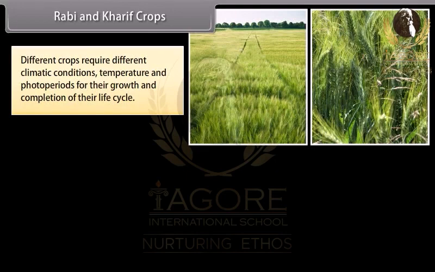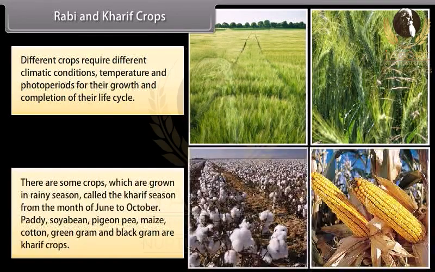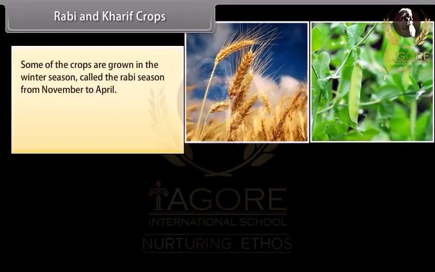We have already studied that growth of plants and flowering are dependent on sunlight. There are some crops which are grown in rainy season, called the Kharif season from the month of June to October. Paddy, soybean, pigeon pea, maize, cotton, green gram, and black gram are Kharif crops. Some of the crops are grown in the winter season, called the Rabi season from November to April. Wheat, gram, peas, mustard, linseed are Rabi crops.